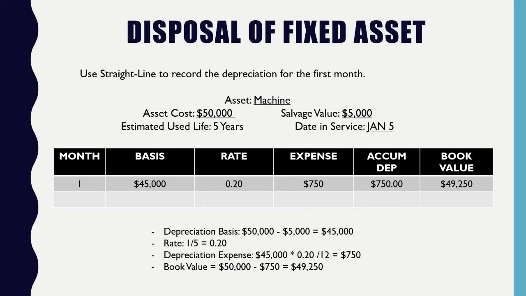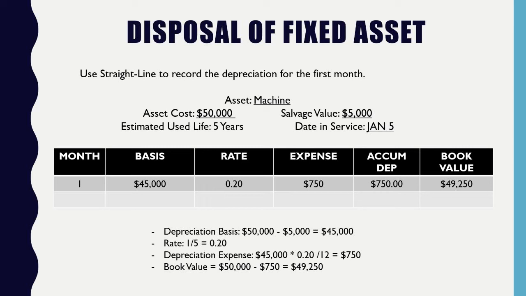There's my numbers. It's going to be 20% once again, but of course, because it's every month, I have to divide that by 12 to get my monthly depreciation. So in this case, because I divided by 12, that's going to give me $750 per month.